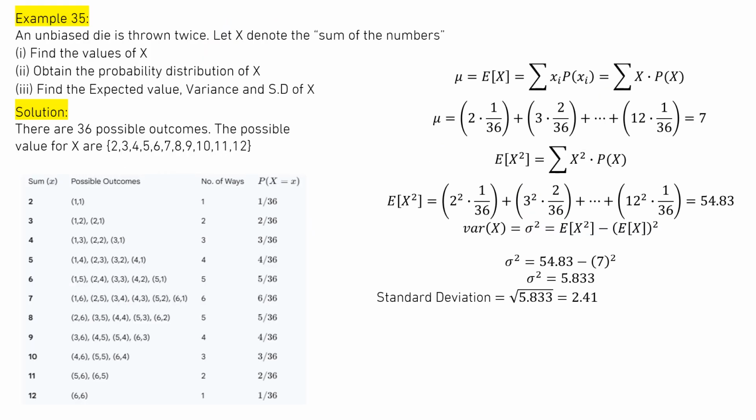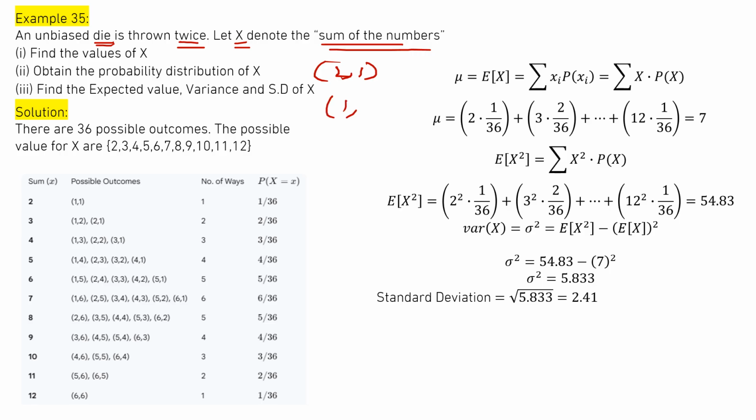Okay, next question. An unbiased die is thrown twice. So twice means 2 times you are throwing a die. Let the random variable x denote the sum of the numbers. Okay, so remember, if you throw a die, what are the possibilities? The first one will be 1 comma 1. What do you mean by 1 comma 1? The first time the die shows 1. Second time also the die shows 1.